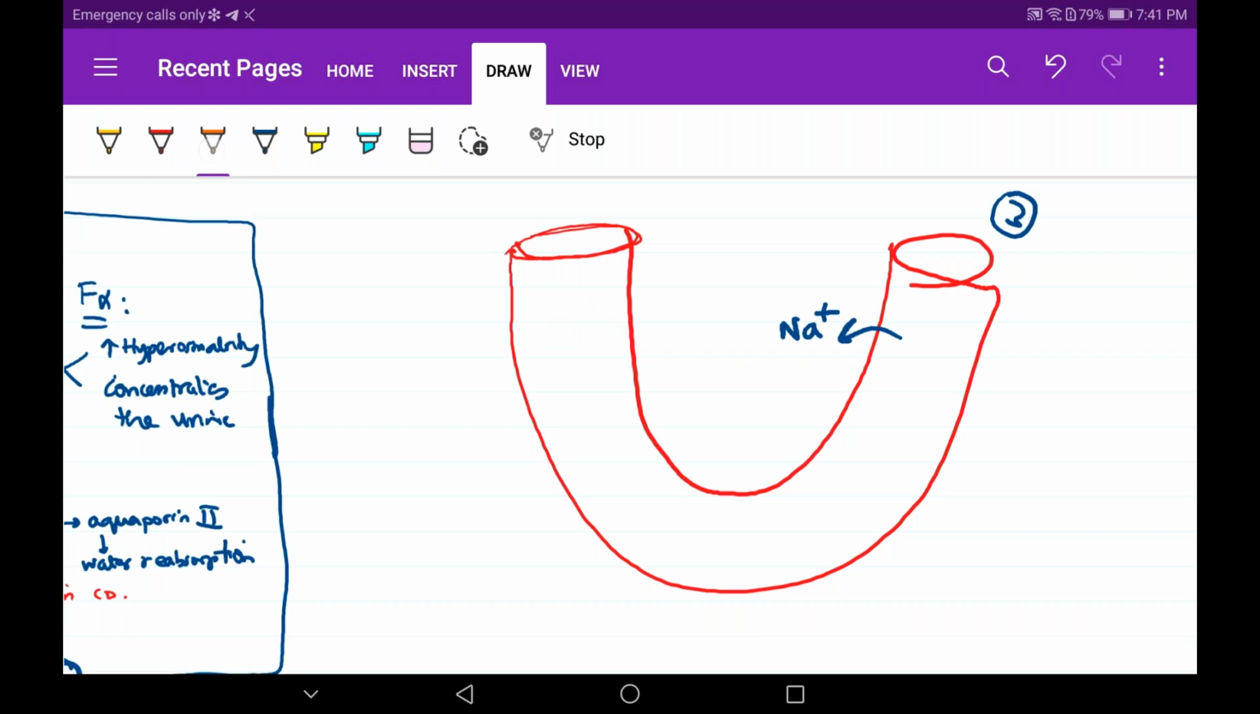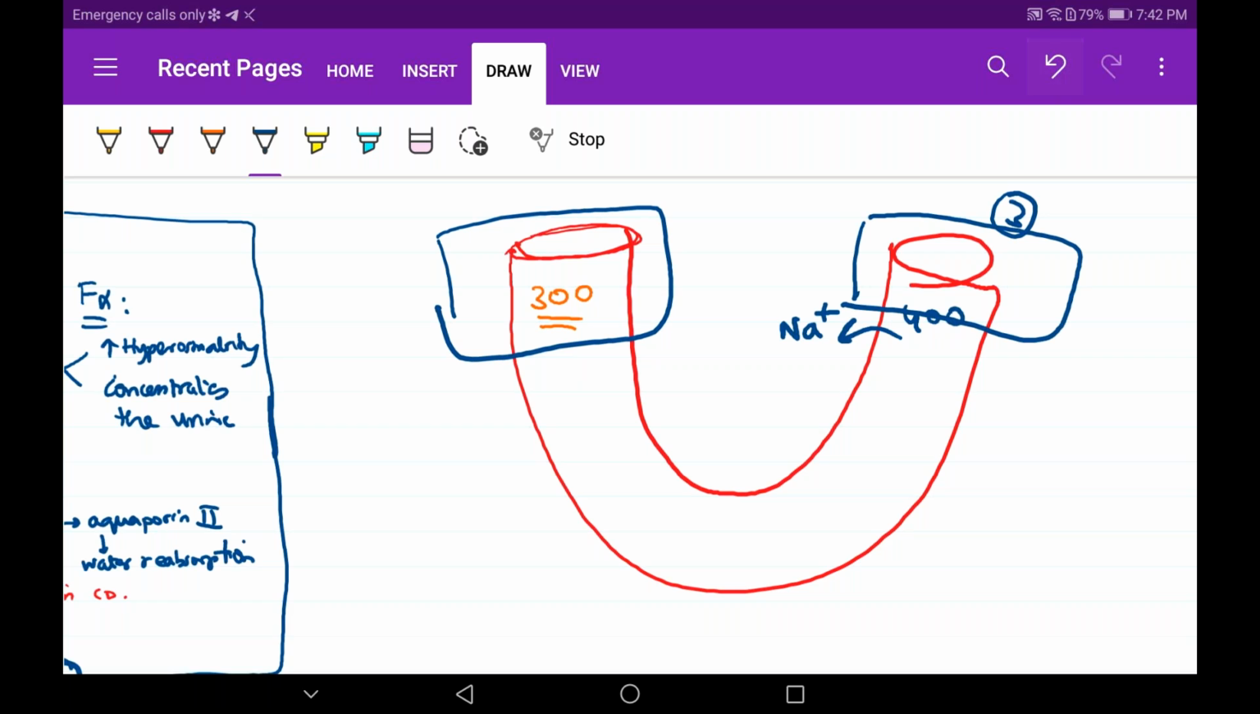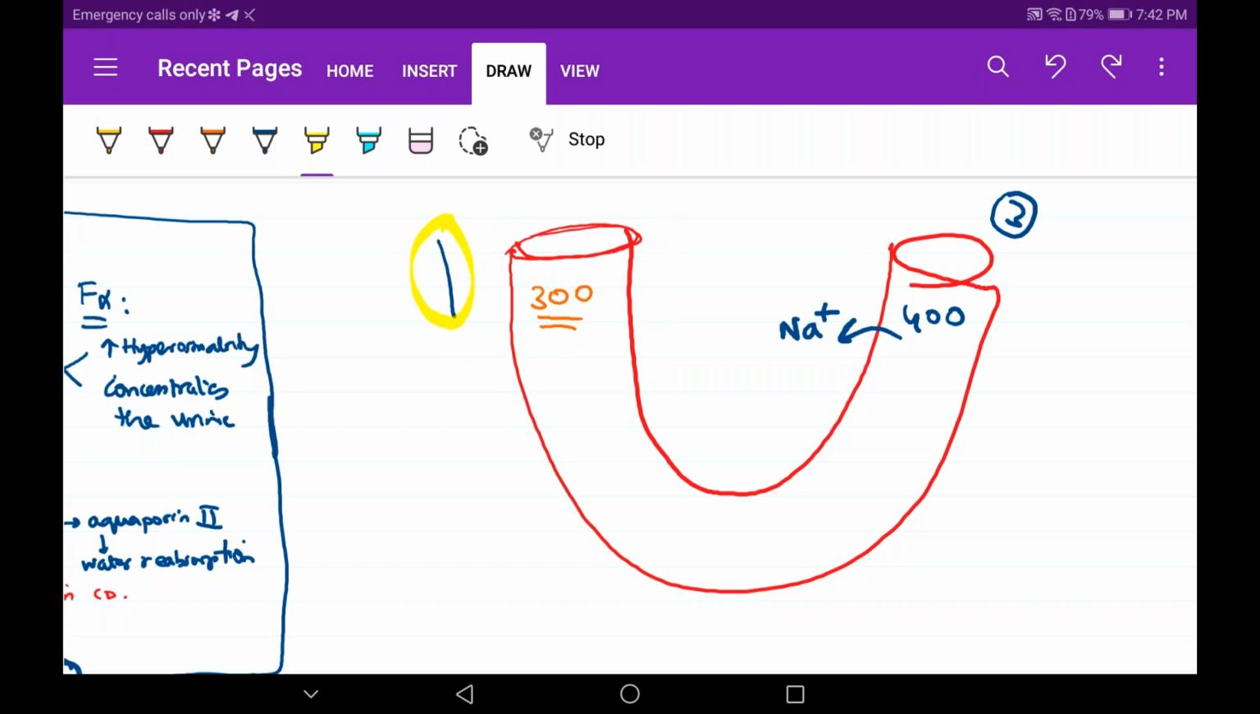I'm going to write 300 over here, and over here suppose it will be around 400. We are only talking about the upper aspect of this. So now focus over here in the first part of the vasa recta. This is the first part of the vasa recta. Now in the vasa recta, I'm telling you that there is water over here.